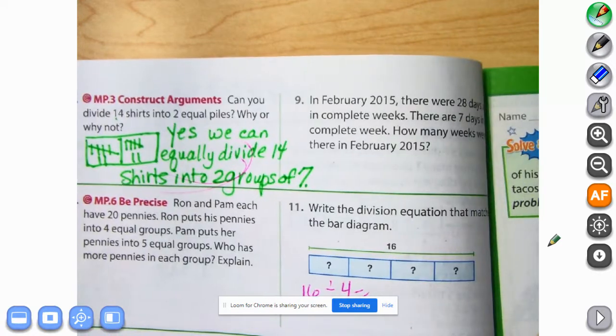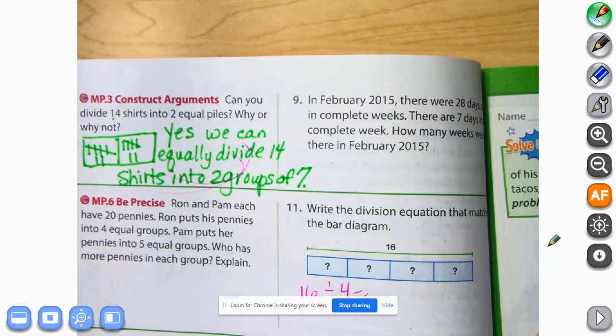Go ahead and pause if you need to fix that. If you have something pretty close to that, that's just fine.